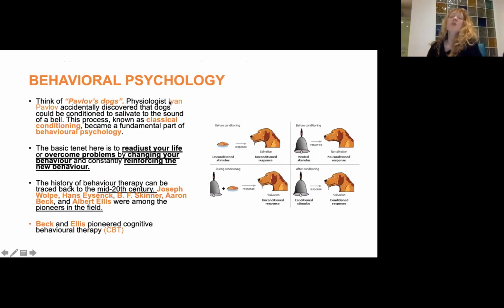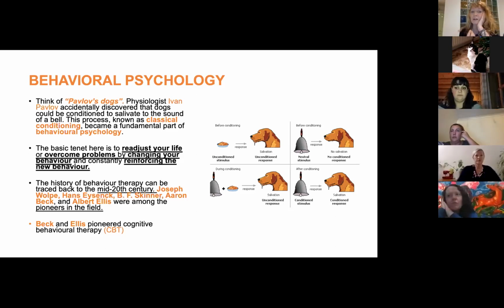Now, something you're hearing quite a lot about these days is CBT, because CBT is a combination of behavioural psychology and cognitive psychology, or cognitive therapy, whatever you want to call it. That's really where the two come together. Behavioural psychology is when you think of things like Pavlov's dogs, where we're looking at classical conditioning as a very foundational part of behavioural psychology.